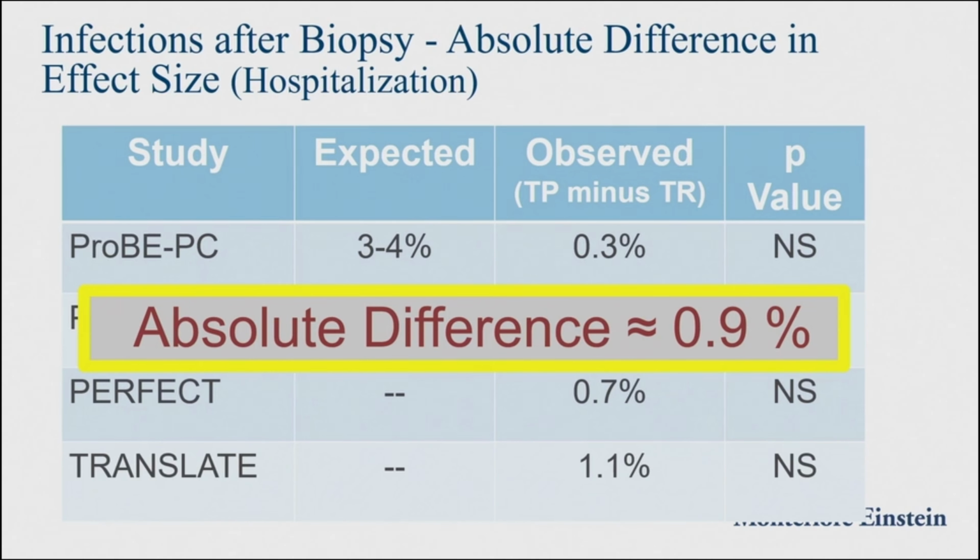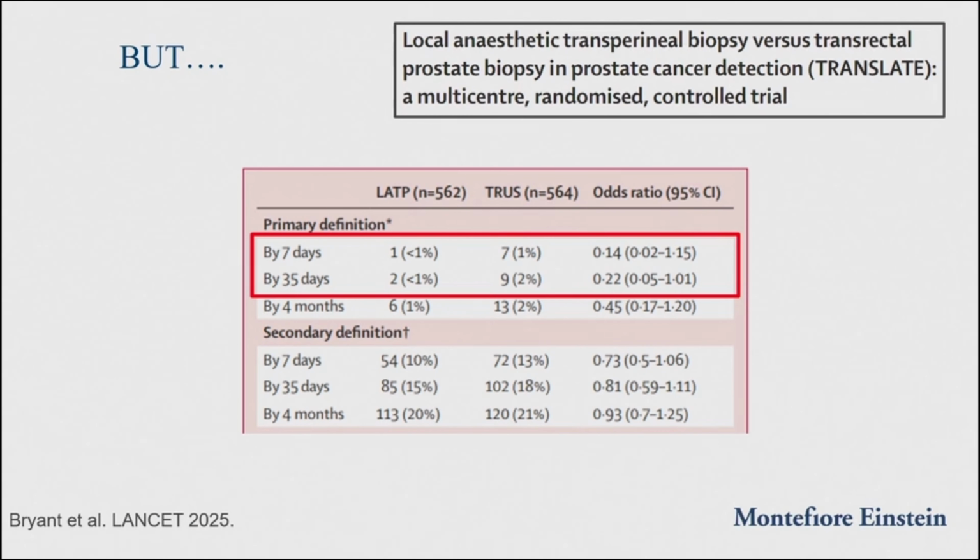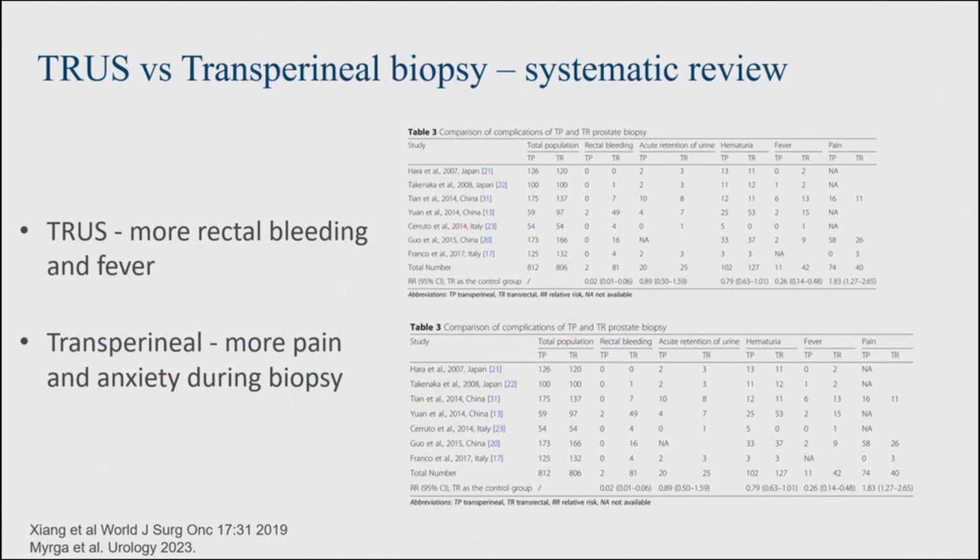And the absolute difference, if you look at all of the studies combined between transperineal and transrectal, is about 0.9% favoring transperineal biopsies. The caveat to this that I would say is you have to look at the window, the timeline that they are reporting these at. These are out to typically 3 or 4 months after the biopsy. And if you look at the TRANSLATE study, if you look at their infection rates between the two, local anesthesia transperineal versus TRUS, at 7 days, there was quite a large difference, less than 1% versus 1%, 1 versus 7 patients, and even at 35 days. So you do have to consider what the time frame is that you're looking at these data.